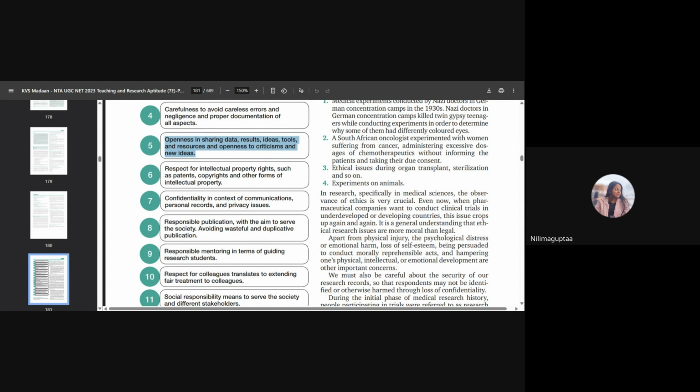Then comes respect for intellectual property rights, such as patents, copyrights, and other forms of intellectual property. Whatever data we are taking, anybody's paper or anybody's ideas, it is definitely their intellectual property right, and we should not take credit for it. We should give due credit to all of them, respect all of them, and accept that we have taken their references because we cannot do everything on our own. It is 100% possible that we will be taking references, and we should respect them equally.